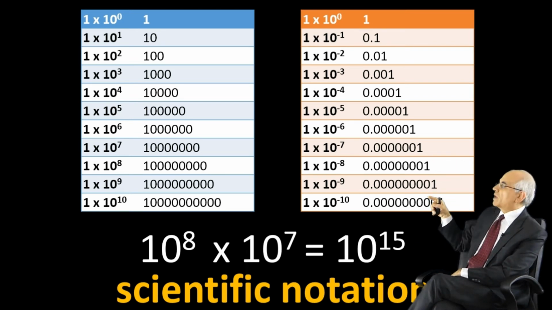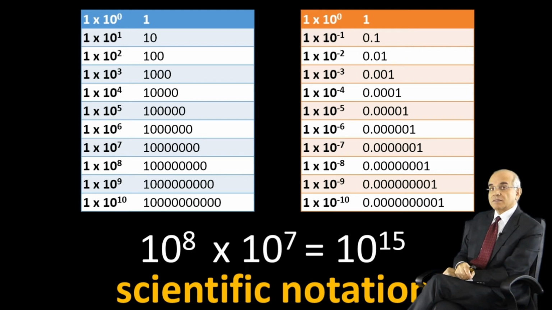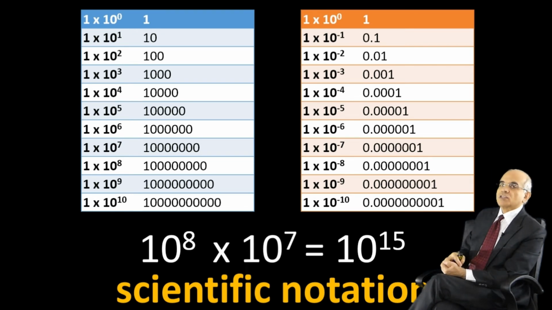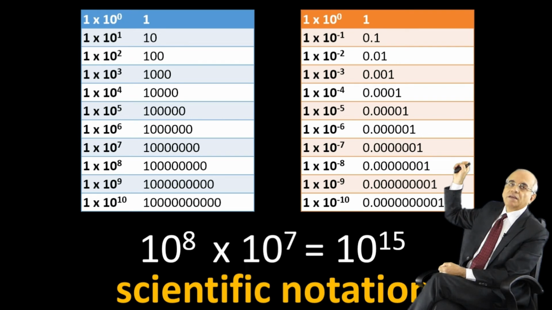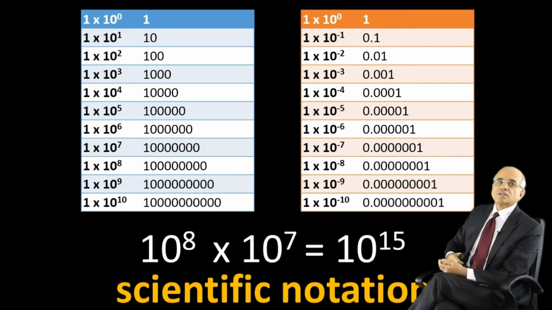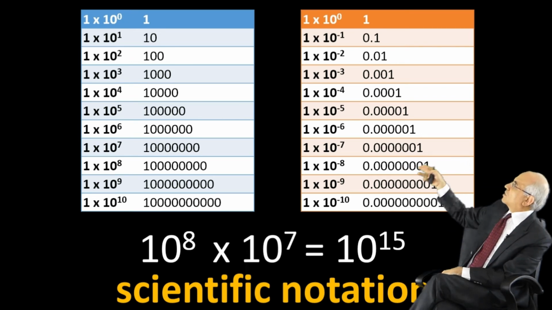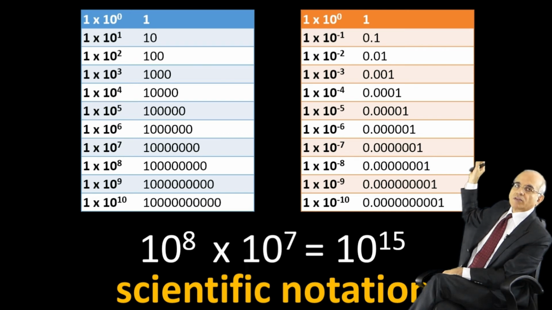Suppose you want to multiply 10 to the power 8 times 10 to the power 7. That means 10 million times 100 million. What's the answer? Instead of writing all these zeros, you just add the 8 and the 7, and the answer is very simple: 10 to the power 15. And that's it. So now, this is the blue chart. Look at the orange chart here on the right.